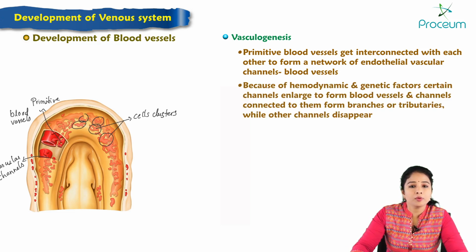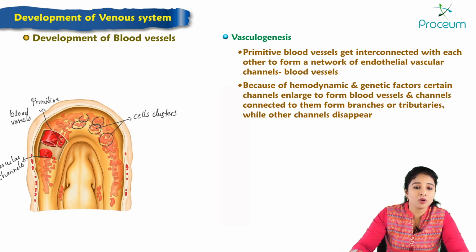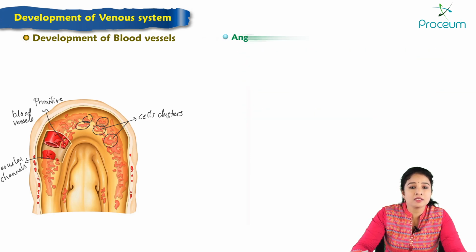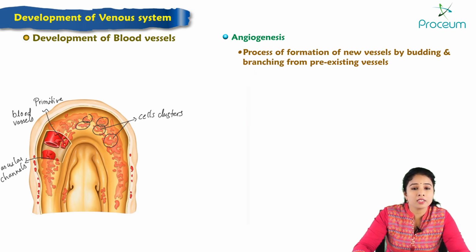So because of hemodynamic and genetic factors, certain channels enlarge to form blood vessels, and channels connected to them form the branches or tributaries, while the other channels will disappear and disintegrate. So the next process by which a new blood vessel develops is angiogenesis. Angiogenesis is by budding and branching from the pre-existing vessels. So the vessels sprout into the surrounding areas by endothelial budding and fuse with the other vessels.